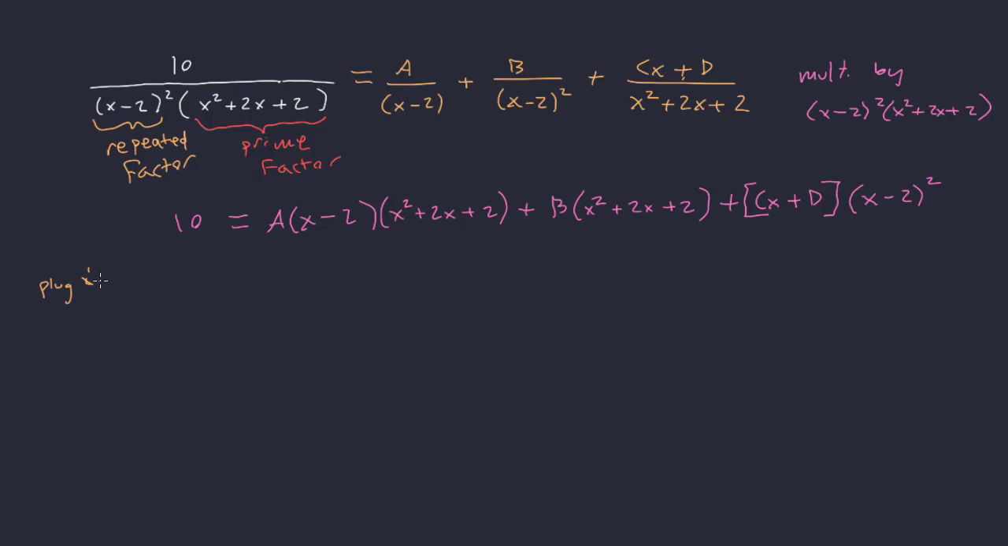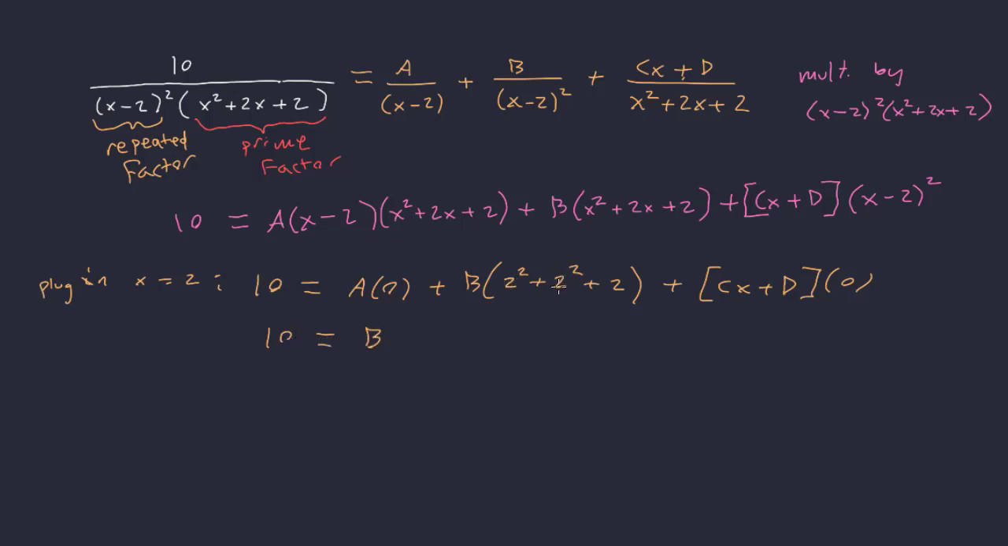So let's plug in x equals 2. We'll get 10 is equal to, this part zeroes out, b times 2 squared plus 2 squared again plus 2, plus the cx plus d term, and it zeroes out. So we're left with 10 is equal to b times, that'll be 4 plus 4 plus 2, so 10 is equal to 10b, so b is equal to 1. So we could put a 1 in there for that. Now that is fine. There's not another thing we can plug in that will really simplify what we're doing here.